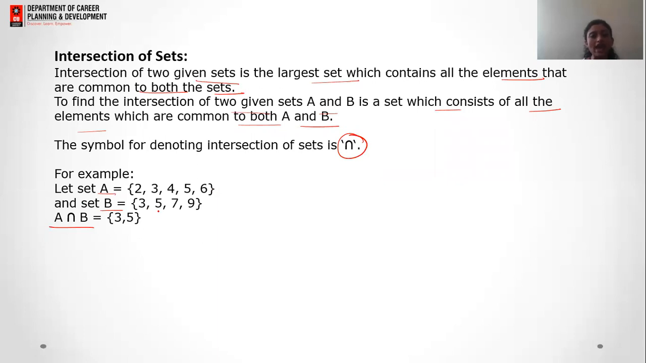It means we need to choose the elements which are common to both the sets A and B. As we can see, 3 is common in both the sets, and 5 is common to both the sets. So there are two elements, only 3 and 5, which are common to both set A and B. So this is known as the intersection. The intersection of sets A and B is 3 and 5, only the common elements.